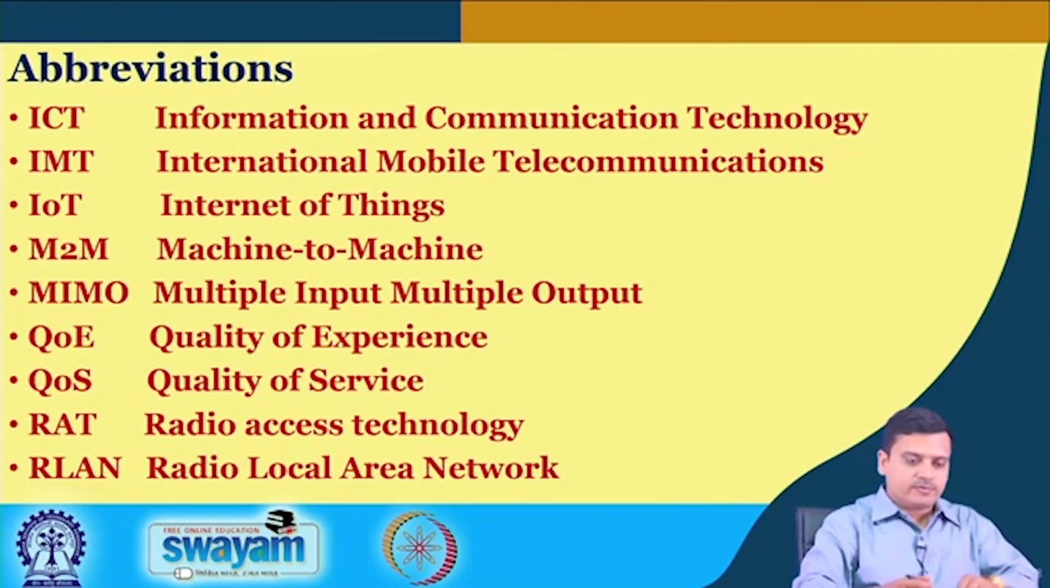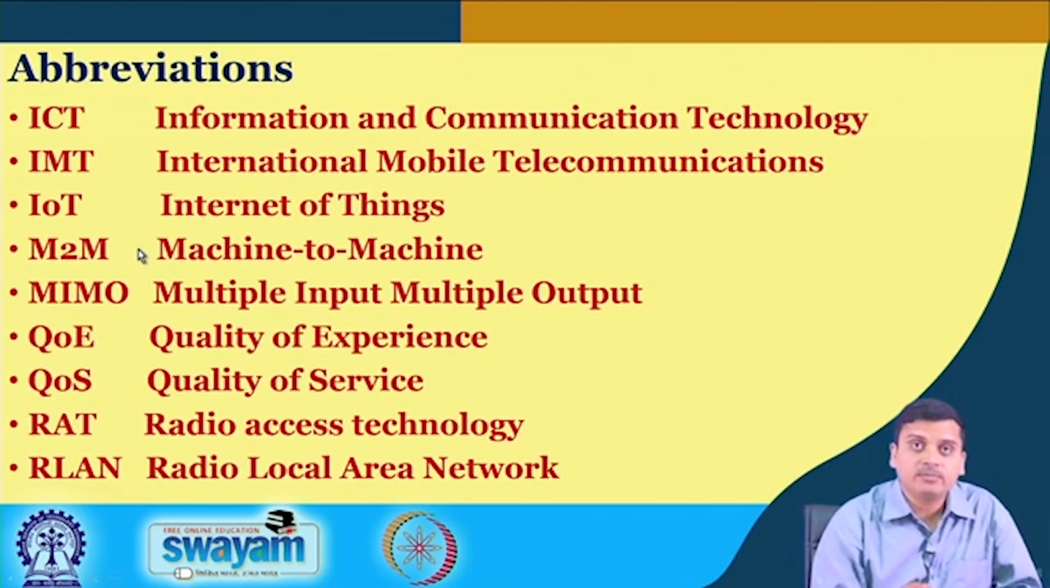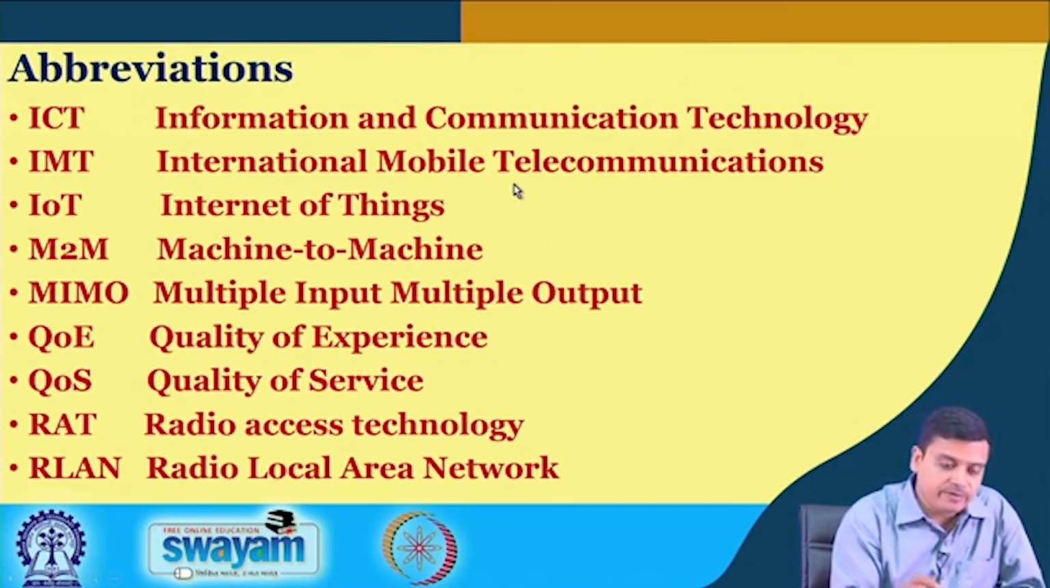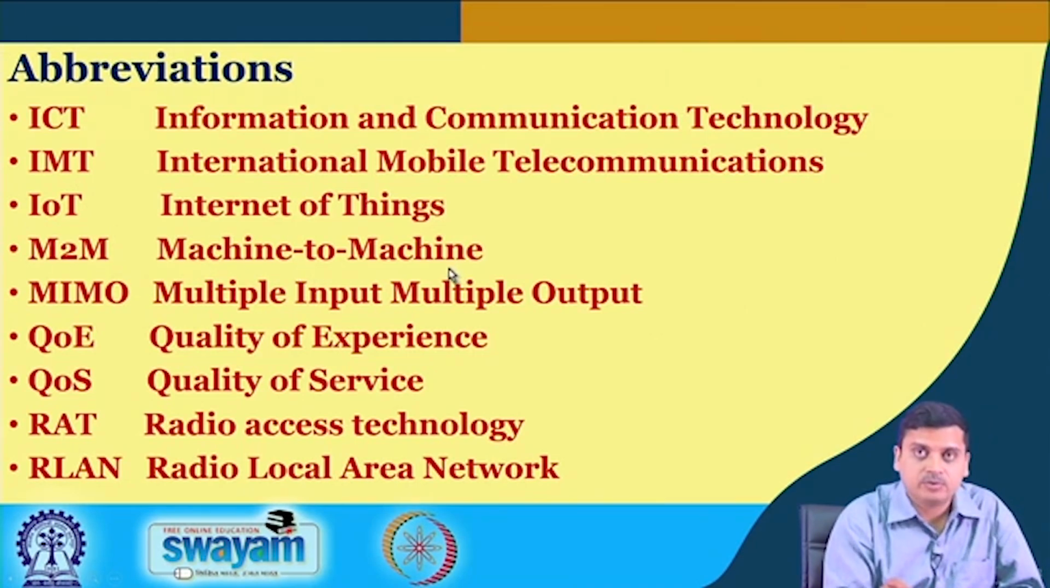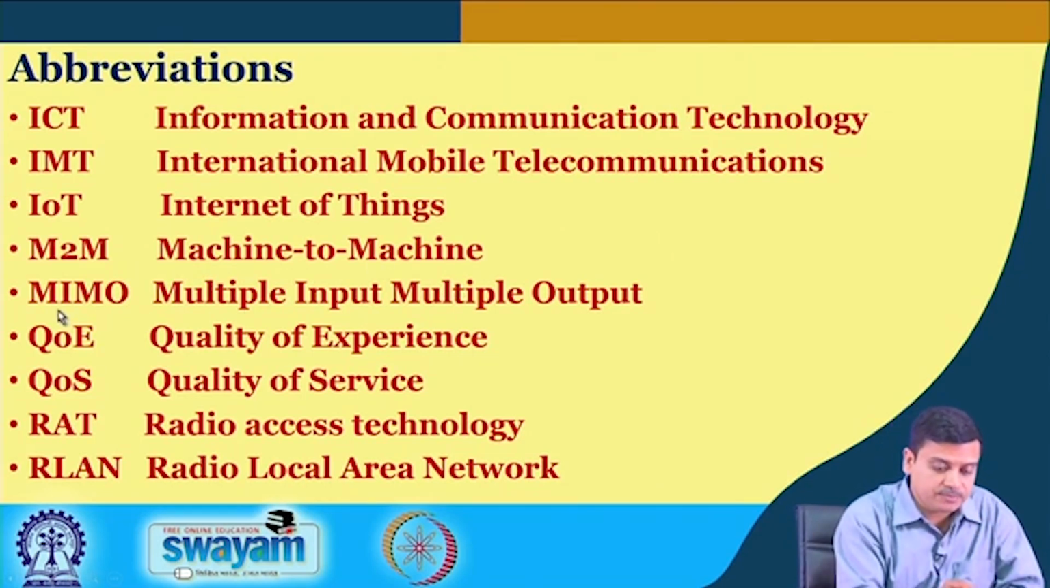A brief list of abbreviations. So, more or less because we might encounter them, it is better to have them very clear. ICT is pretty well described over here. IMT we have been referring to. IoT is again a very common term, so it is Internet of Things. M2M indicates machine to machine. So, whenever we encounter M2M, what we will mean is that it is machine to machine communication.